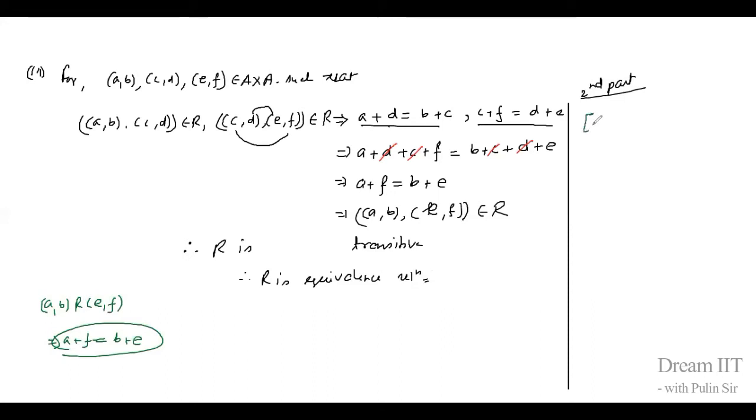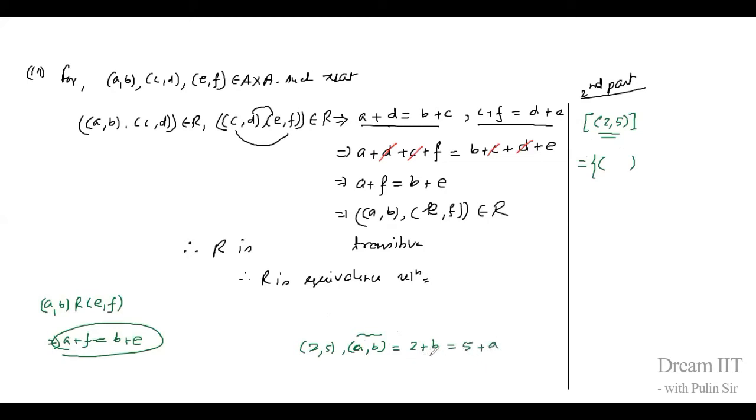You have to find this equivalence class of 2 comma 5. That means here I should write all those ordered pairs which will be related to 2 comma 5. So here you do not need the extra work, just little rough work you have to do. So suppose 2 comma 5 is related to a comma b. I have to find all these a comma b, right? So how will I be relating them? 2 plus b should be equal to 5 plus a, right?